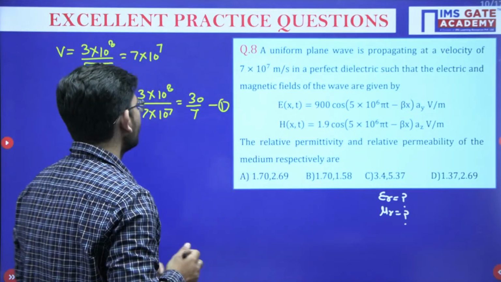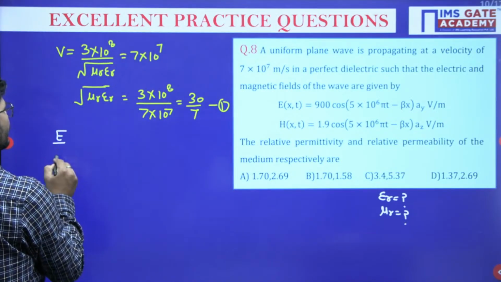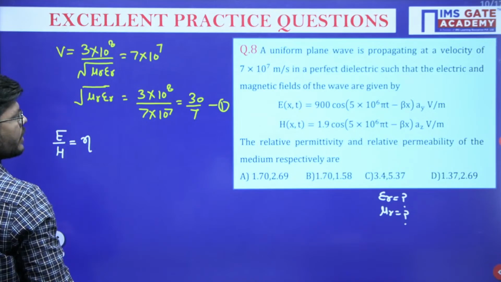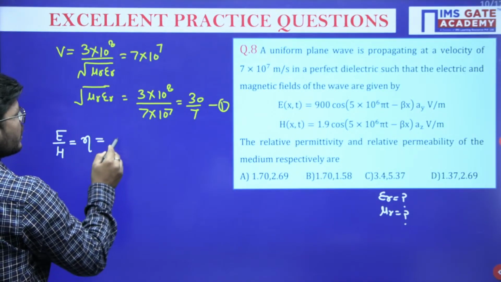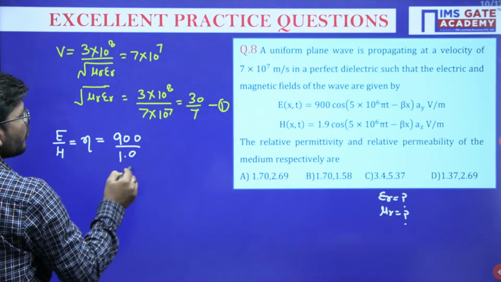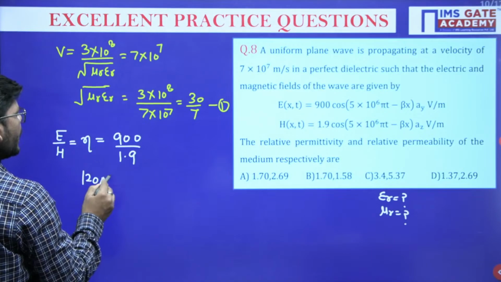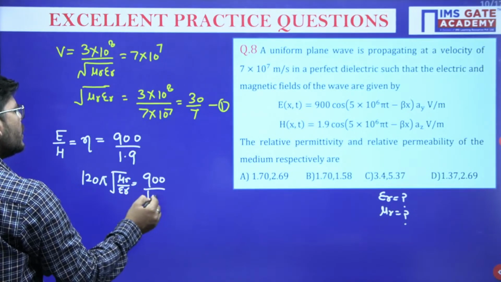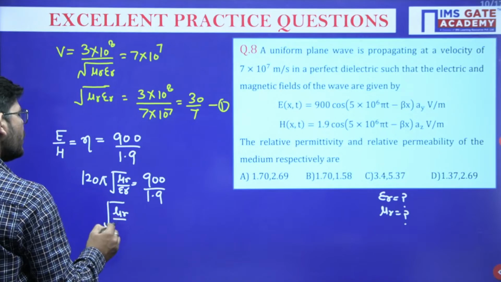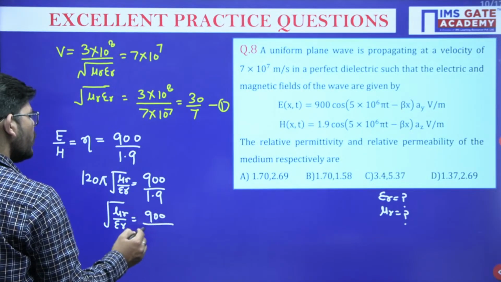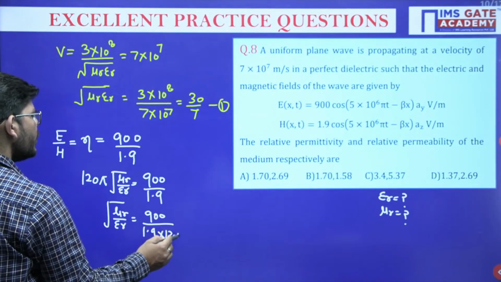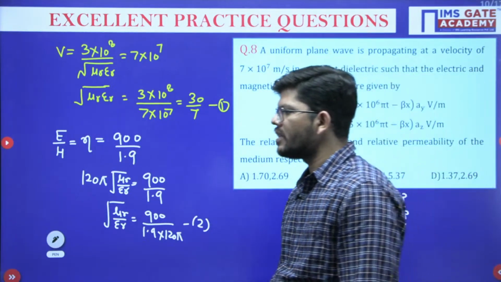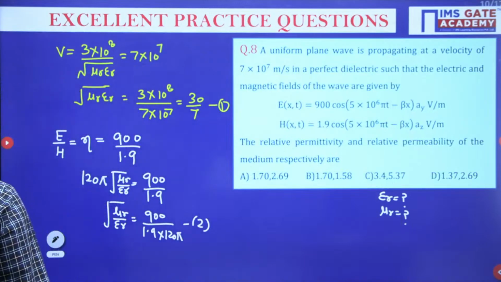Second, you know that E and H are given to us. So if we are trying to find the ratio of E and H, that is known as eta. And that ratio will be 900 divided by 1.9, and eta, as you know, is given by 120 pi under root mu r upon epsilon r. This is given 900 upon 1.9, or under root mu r upon epsilon r will be 900 upon 1.9 into 120 pi. Let me call this equation number 2. Isn't it? Can we find these two equations from the given data?